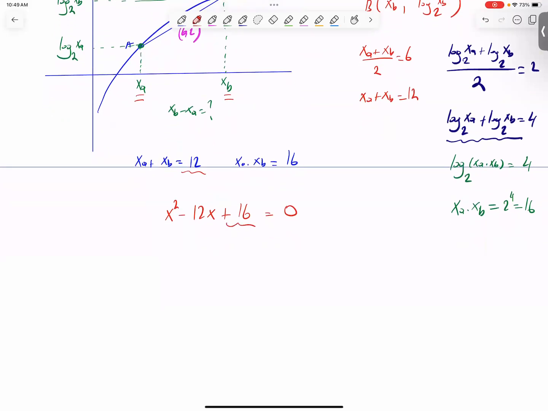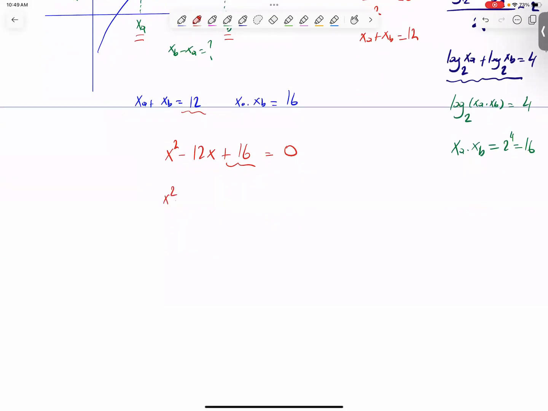Let's move the 16 to the other side. We have x squared minus 12x is equal to negative 16. Then let's complete the square here. We should have a binomial here. The binomial is x minus 12 divided by 2, which is 6, squared. And we are missing the square of the second term. The square of the first term is x squared, and multiplying first and second gives negative 6x, negative 12x. We are missing the square of the second term, which is 36. Negative 16 plus 36 is equal to 20.